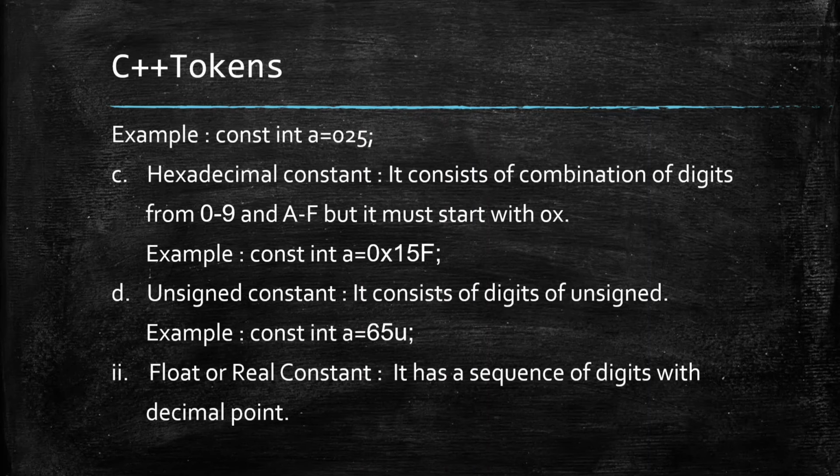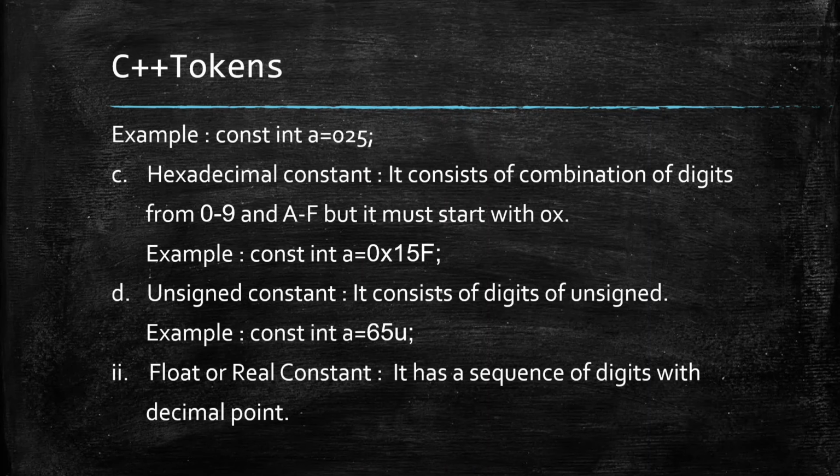The fourth type is the unsigned constant. It consists of unsigned digits, with neither plus nor minus sign. The example is const int a = 65u. How does the computer understand it's unsigned? You write u at the end. U means unsigned.